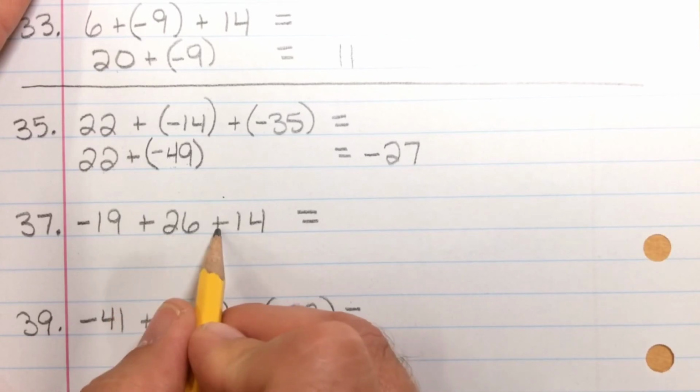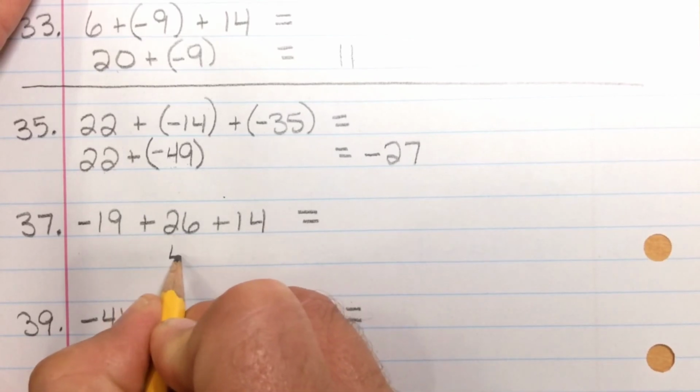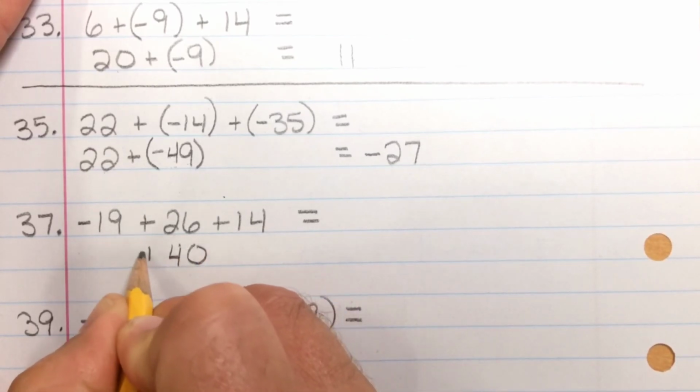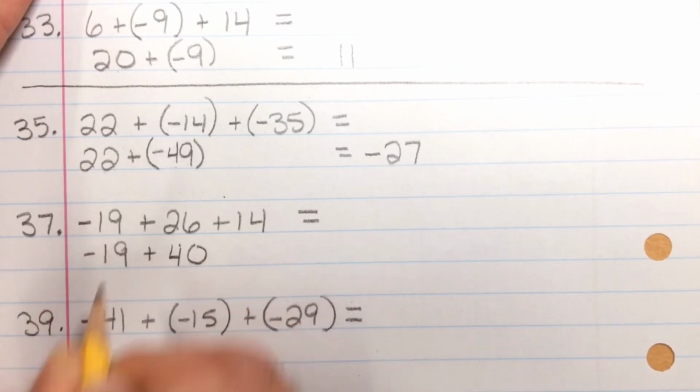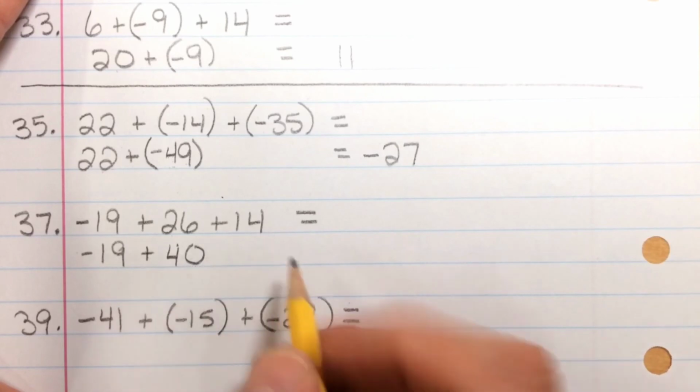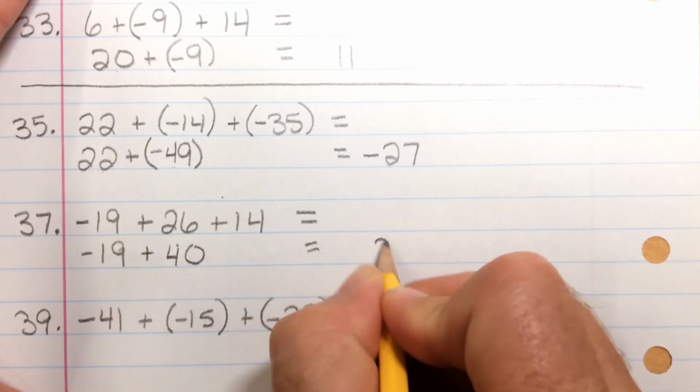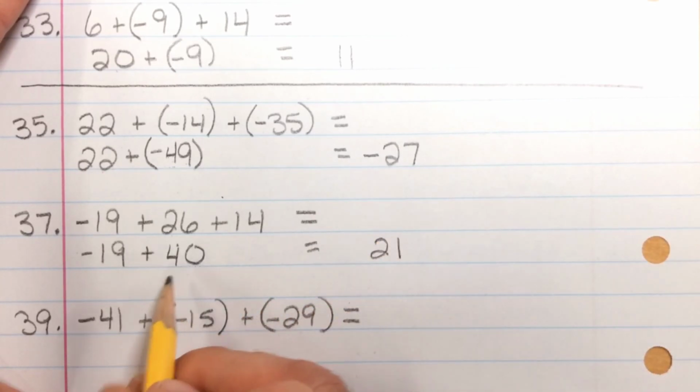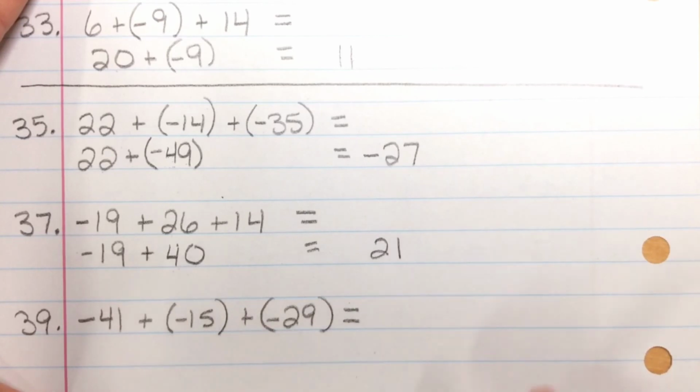Number 37, I'm going to put the 2 positives together first. So 26 plus 14 is 40. And now I have -19 plus 40. Different sign, so I subtract to get 21. And I keep it positive for the 40.